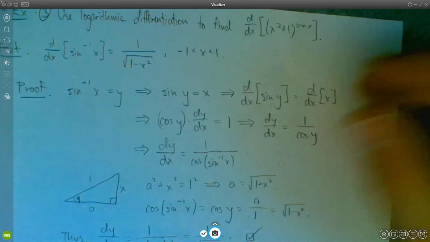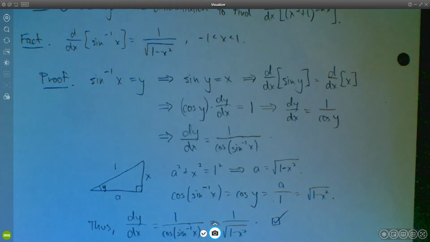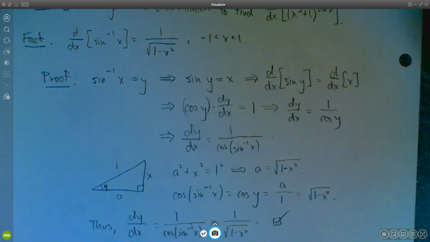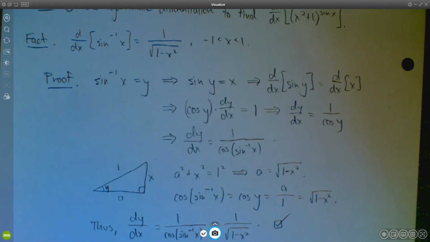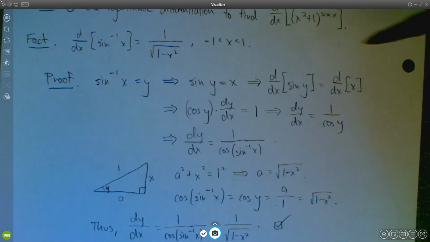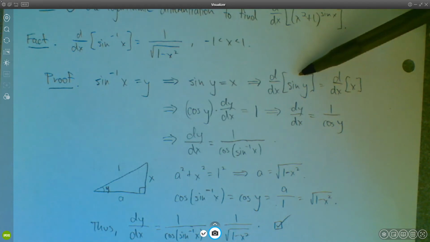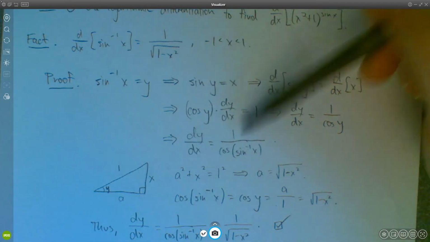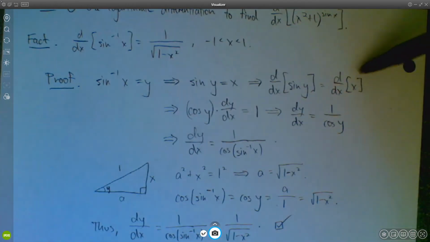So we're going to prove it in a similar fashion as we've proved the other things in this section. That is, we're going to say, let sine inverse of x equal y. What does that mean? Well, that means that sine of y equals x. We can differentiate both sides of that expression. Right? Derivative of sine y would be cosine y times dy dx. Right? Implicit differentiation there. And then that equals the derivative of x, which is just 1.